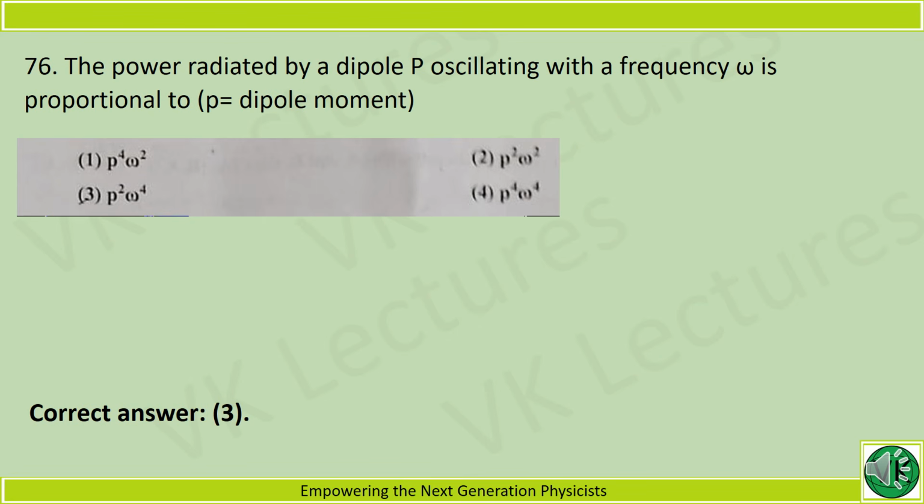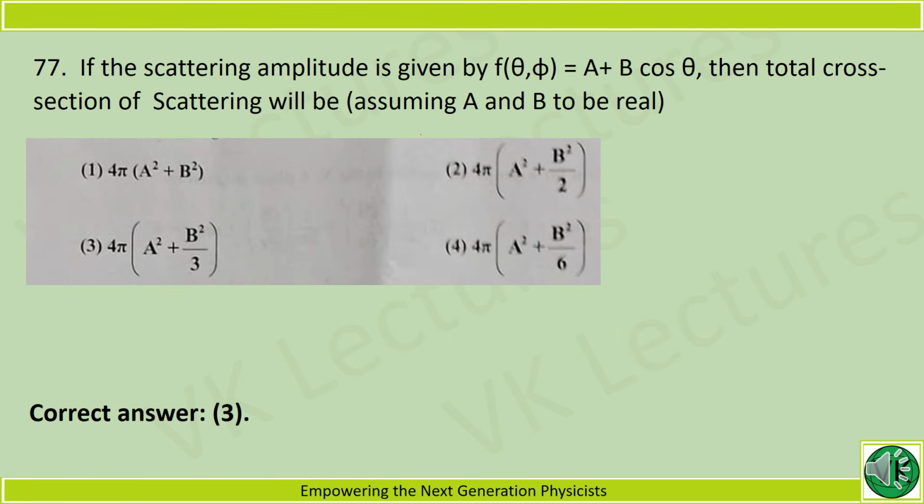The power radiated by dipole P oscillating with a frequency omega is proportional to P, where P equal to dipole moment. The correct answer is option 3, proportional to P square omega to the power. If the scattering amplitude is given by f of theta phi equal to a plus b cos theta, then the total cross section of the scattering will be, assuming a and b to be real. The option is option 3, 4 pi times a square plus b square by 3.